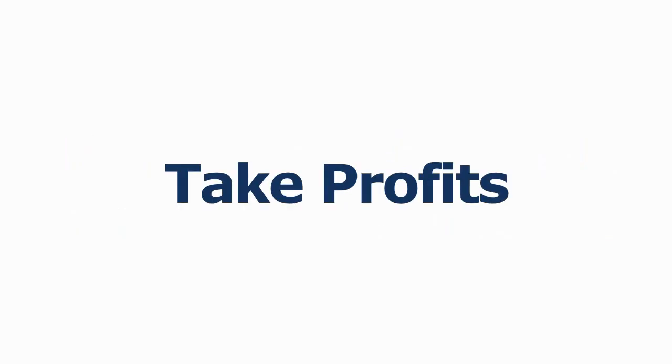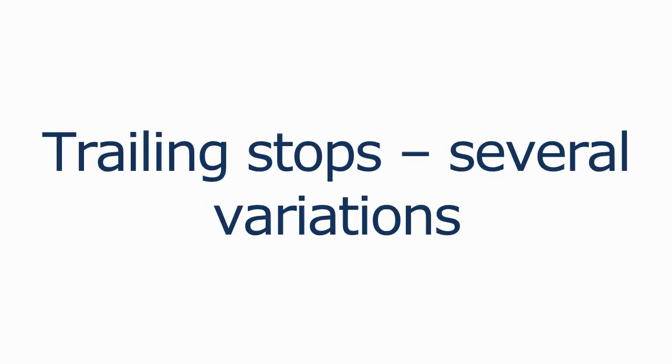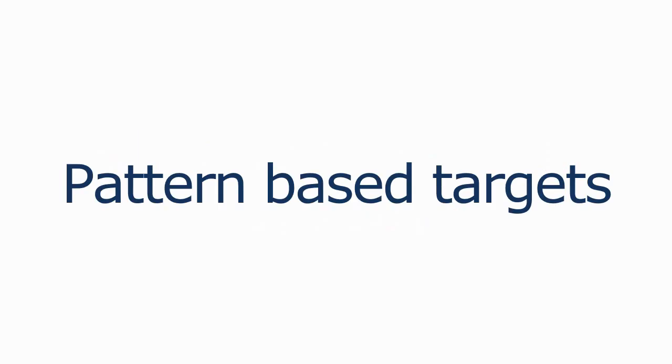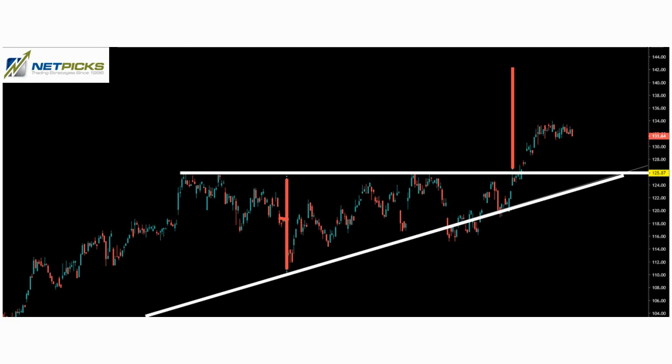Well, profits. Like stops, there's different ways to take your profits once the triangle resistance is violated. You can take multiples of your risk, 1R, 2R, and 3 times your risk. You can use trailing stops, and there's several variations you can use there. And you can use a pattern-based target. And let's explain those. So the pattern-based profit target uses the height of the pattern projected from the breakout point. So how do you calculate the take profit target?